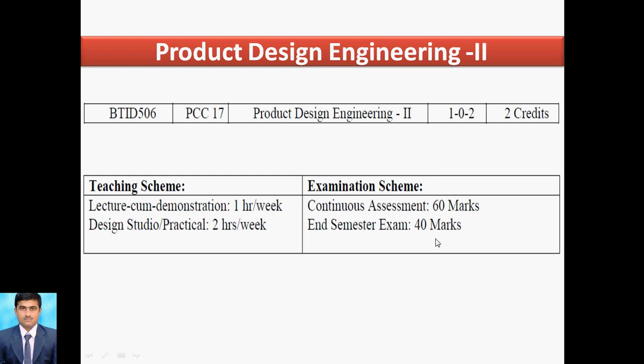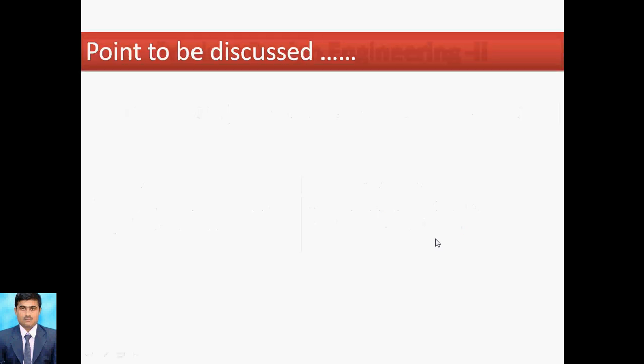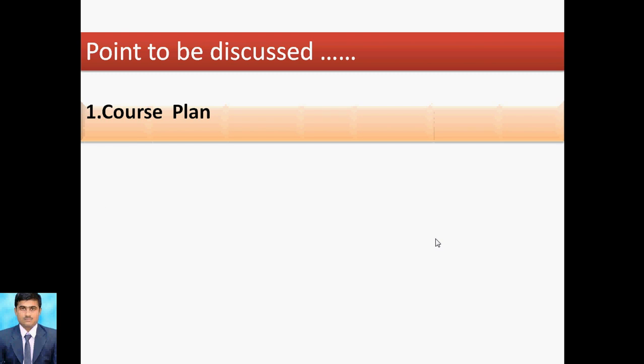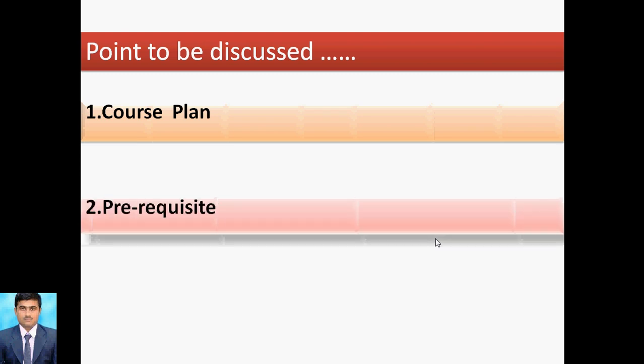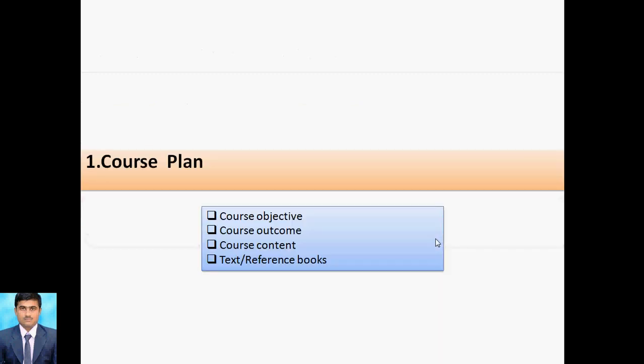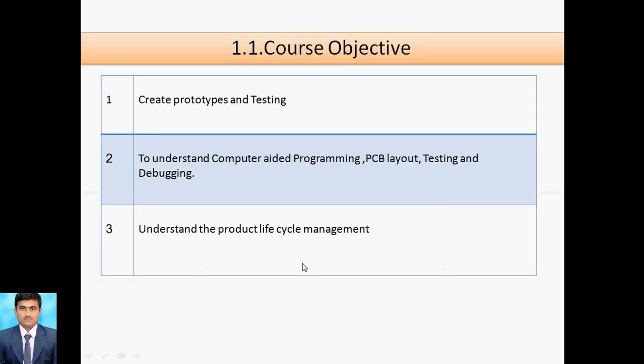Now we discuss some points related with this. So first point is the course plan. Second point is the prerequisite. Now we move to the first point, that is course plan. So in that we will discuss the course objective, course outcome, course content and textbook or reference books. So first of all we look at the course objective.